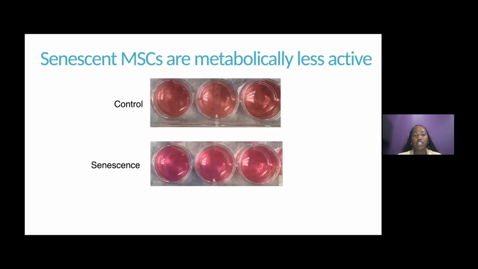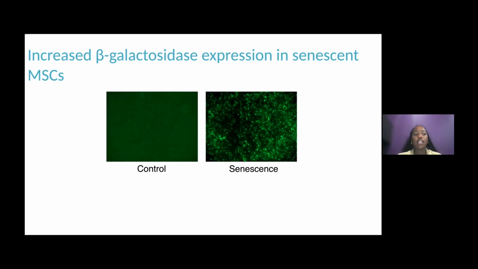Here, these pictures show that the senescent cells are less metabolically active than the control cells. So in the first picture, the control cells have taken up nutrients from the media, and in the second picture, the senescent cells have not taken up nutrients from the media, and there's no change in the color of the media. So knowing this, we were able to determine that the senescent cells are less metabolically active. Beta-galactosidase assay is one of the most traditional assay forms of conducting senescence. As we see here, mesenchymal stem cells treated with doxorubicin have an increased expression of beta-galactosidase compared to the control, where we don't see much expression at all.